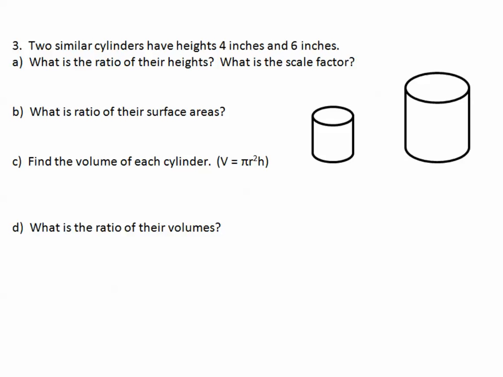Let's look at another. Two similar cylinders have heights 4 inches and 6 inches. Those are the heights. Maybe we draw that in the picture. So the height from top to bottom, or the altitude, 4, and the height from top to bottom, or the altitude, is 6. We should put the units to remember that we have them. What is the ratio of their heights? So that's not bad. We've done that before. 1 over the other, 4 over 6, makes 2 over 3. That's the ratio. What is the scale factor? Same thing. Ratio of the heights is the same as the scale factor.